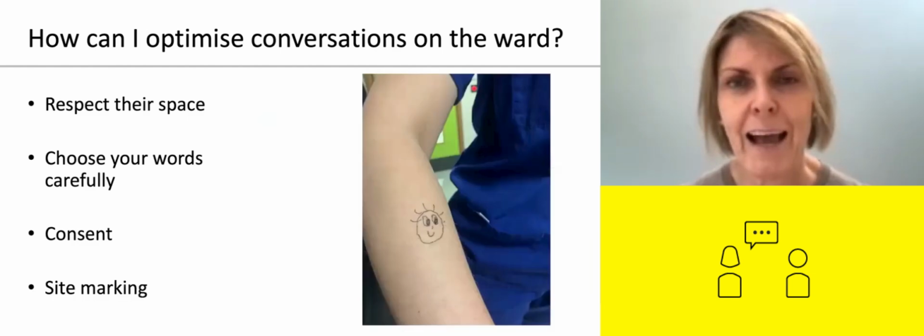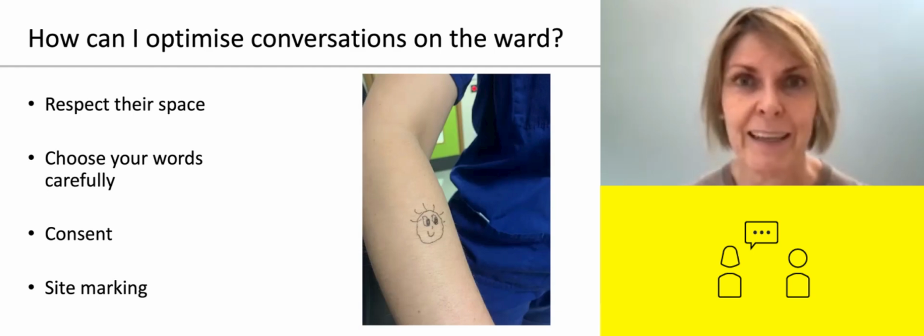Drawing a big black arrow on someone's arm or leg pointing towards the bit that hurts can feel quite intimidating and threatening. Think about drawing a smiley face or a flower or a sun on the limb or area that you're going to treat instead for your site marking, to make the whole experience a bit less threatening for them.